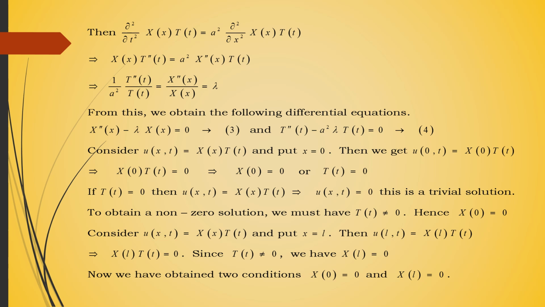So we applied the first two boundary conditions to the solution u(x,t) = X(x)T(t), and we obtained the conditions X(0) = 0 and X(L) = 0. Remember these two conditions. We are going to use these two conditions to get the solution of our one-dimensional wave equation.